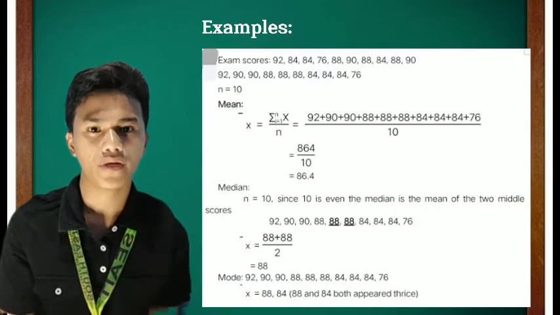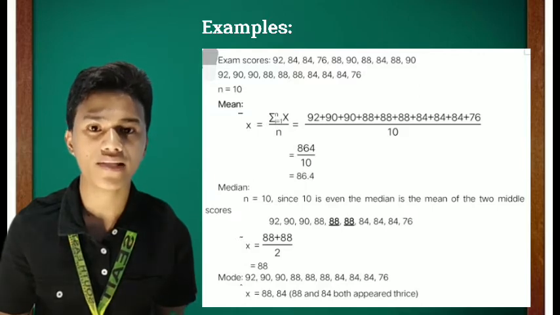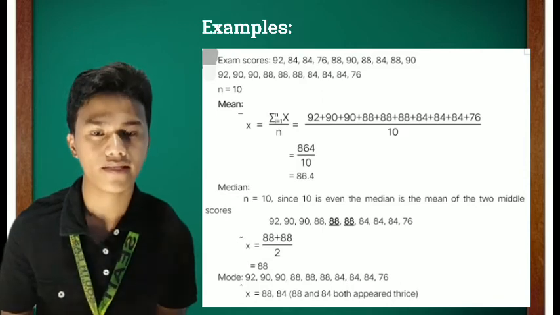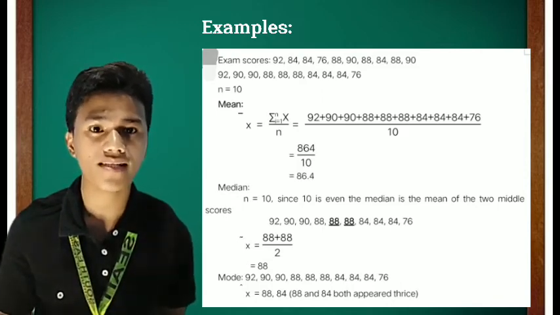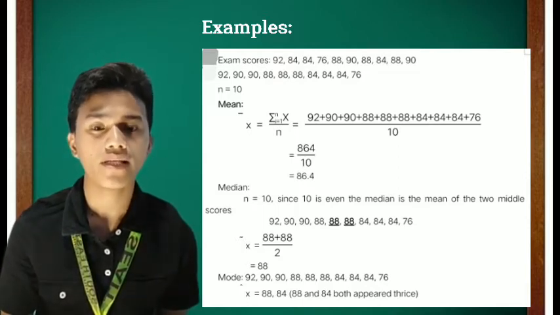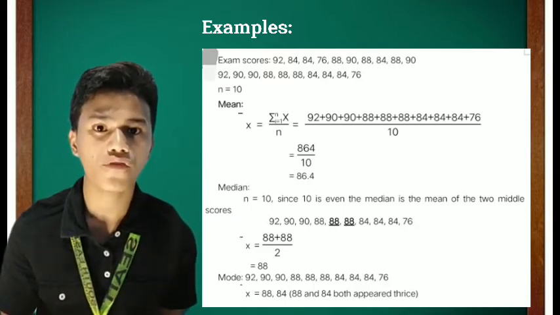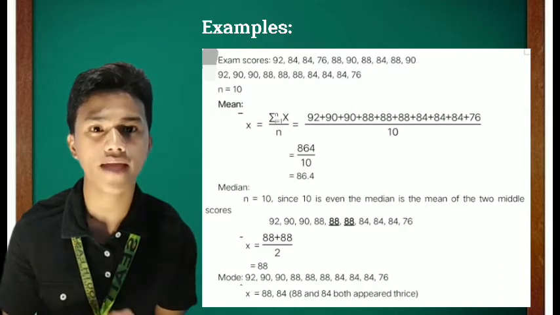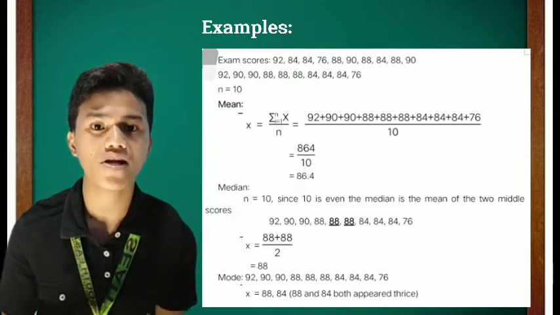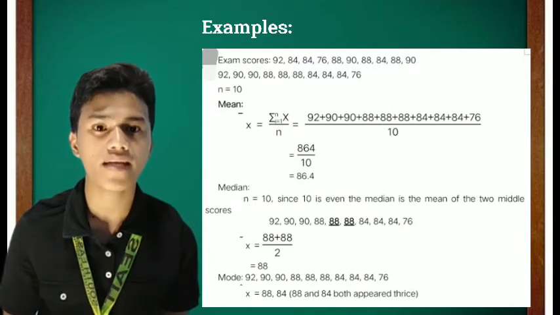Next, example number 2. The exam scores of 92, 84, 84, 76, 88, 90, 88, 84, 88, and 90. Since the order used in this example is descending, arrange the scores from largest to smallest. So it will be 92, 90, 90, 88, 88, 88, 84, 84, 84, and 76. Next, n or the total number of data is 10 because there are 10 scores. Now let's proceed to how to find its mean, median, and mode.